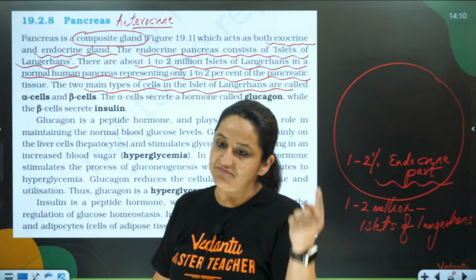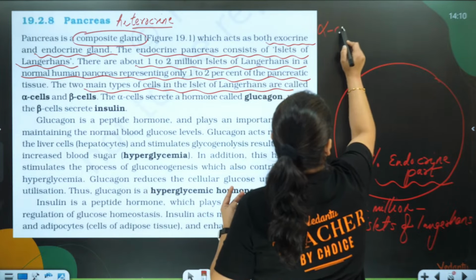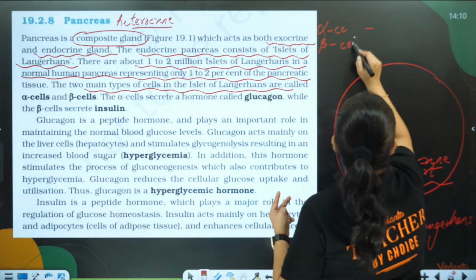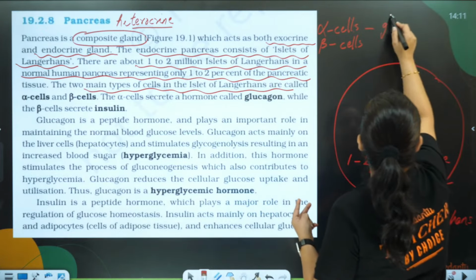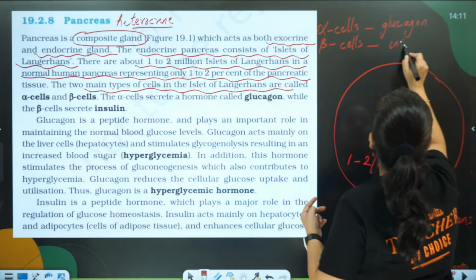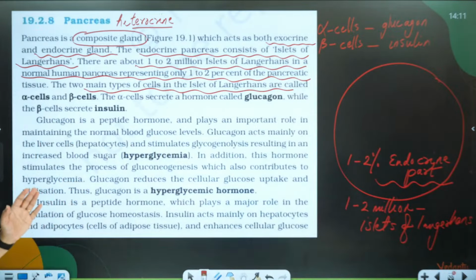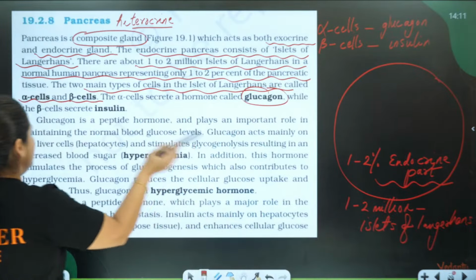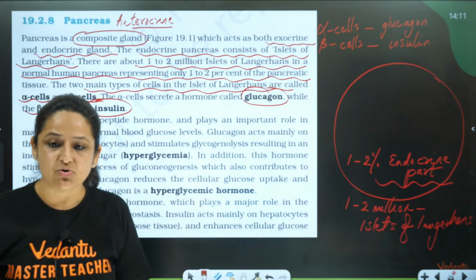These are called the alpha cells and the beta cells. What are the alpha cells doing? Alpha cells release a hormone called glucagon. Very important to remember. And beta cells release a hormone called insulin. Again, very important to remember. So, alpha cells secrete a hormone called glucagon, while the beta cells secrete a hormone called insulin. I hope this part is sorted for everyone.